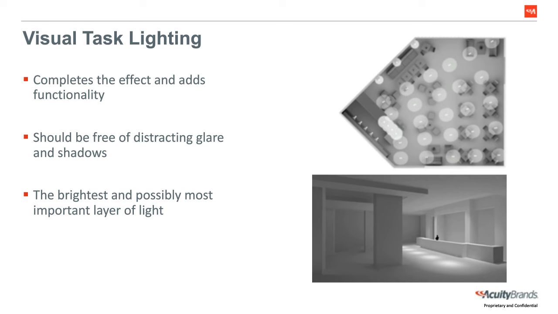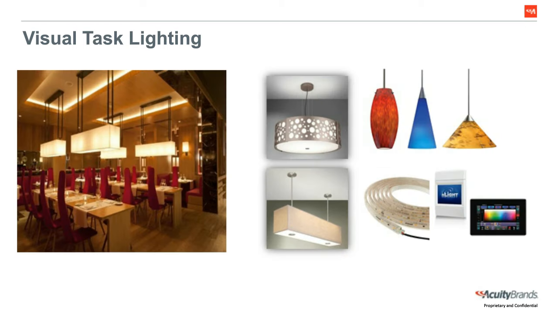Think of what tasks need to be completed in the restaurant space, from the hostess identifying the open tables to the guests reading the menu. This lighting is critical in the space and allows the space to not only be comfortable, but also functional. But more than the guest benefits, the right task lighting can ease eye strain, making it easier for the restaurant staff to work efficiently and safely. Products such as pendants and under-cabinet lighting play a strong role in visual task lighting.